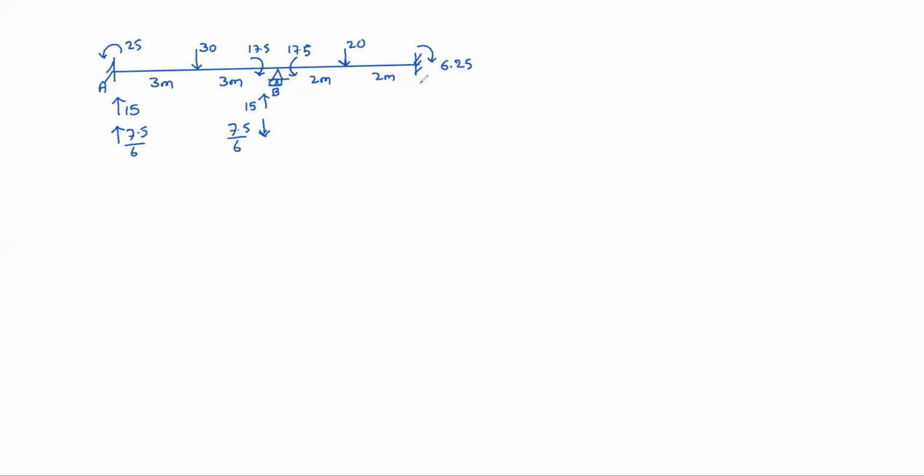Similarly for BC span also, 20 will split into 10 and 10 because of central load, and anti-clockwise 17.5, clockwise 6.25. Net is how much? 17.5 minus 6.25, 11.25. So anti-clockwise 11.25. So we need to have a clockwise couple. So 11.25 by 4. So now net reaction here is 15 plus 7.5 by 6.